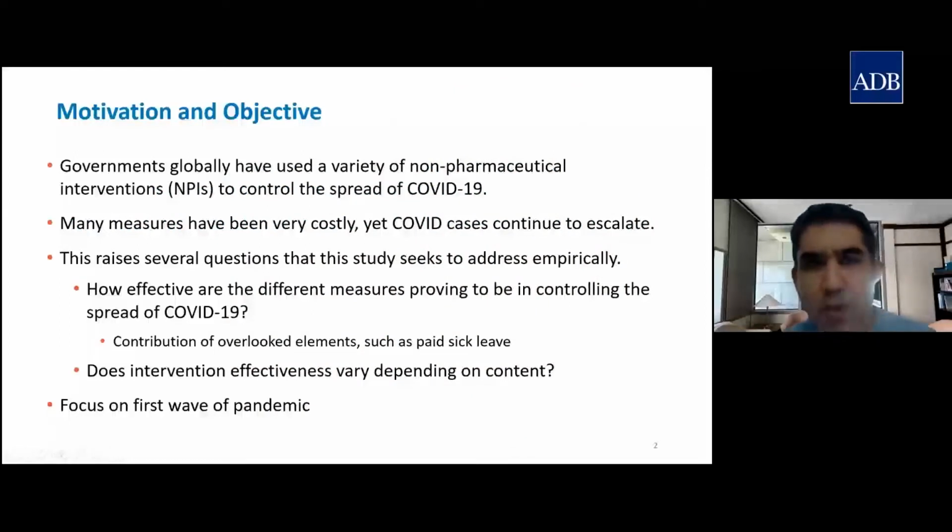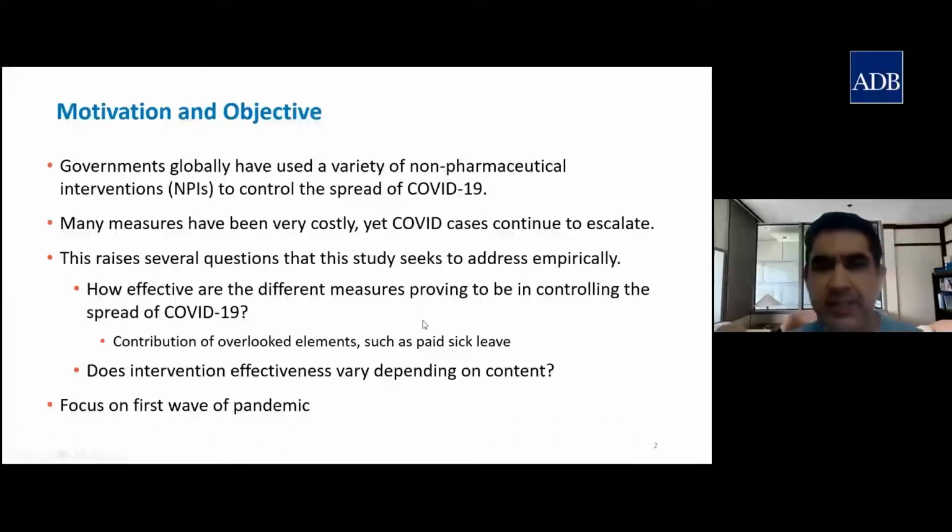So essentially, let me quickly go over the motivation. As everyone knows, we've seen governments everywhere using a variety of non-pharmaceutical interventions to control the spread of COVID-19. And some of these measures seem to have been more costly from an economic sense. Others have been less costly. But nevertheless, we see COVID cases continuing to rise.